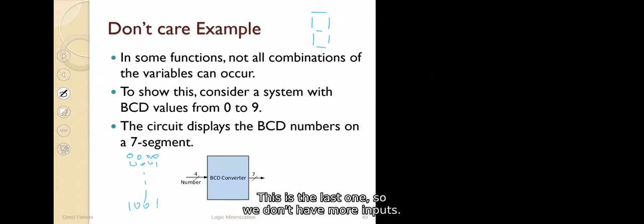This is the last one. So we don't have more inputs. We only have 10 inputs. The next inputs, 10, 11, 12, 13, 14, 15, are not valid. It doesn't make sense. It doesn't mean anything. We just need to have a BCD number and display it on the 7 segment. So it is not possible to have, for example, 11 at the input. It's just a digit, 0 to 9.